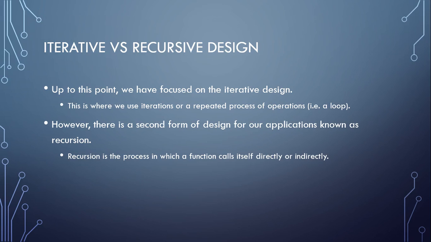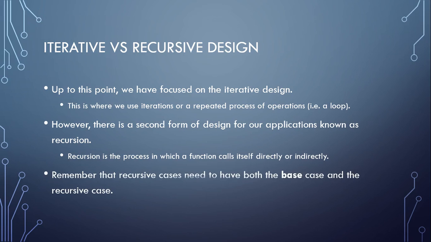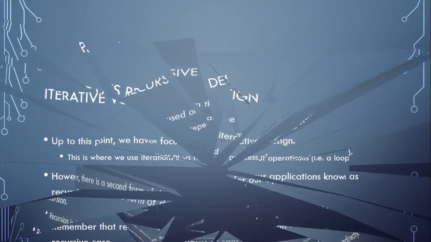Now, recursion is the process in which a function will call itself either directly or indirectly. Now, remember that recursive cases need to have both a base case and the recursive case. Recursive case is where it generates the stacks in order to call the function over again. The program will keep track of those.